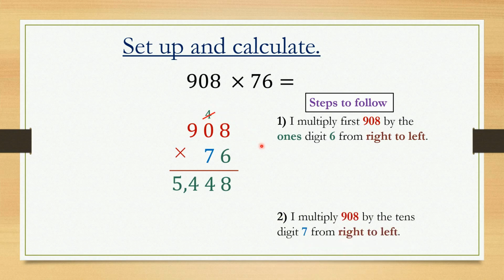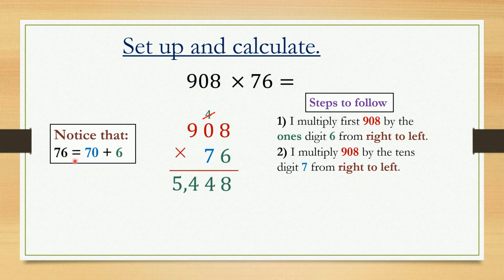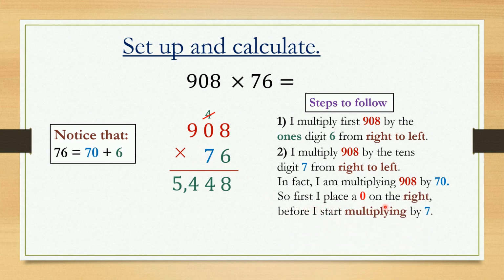in the next step. Step 2, I multiply 908 by the tens digit 7 from right to left. So we notice that 76 equals 70 plus 6. In fact, here we are multiplying 908 by 70. So I place a 0 on the right, the 0 of the 70, before I start multiplying by 7. So I place the 0, I draw the rays, I imagine it like a sun in order not to forget the 0. Then I start my multiplication by 7.